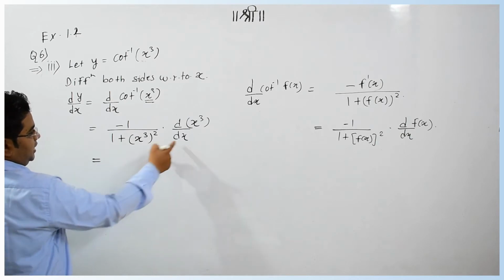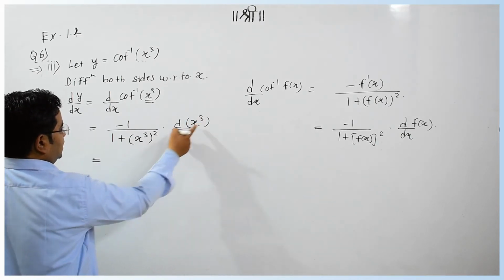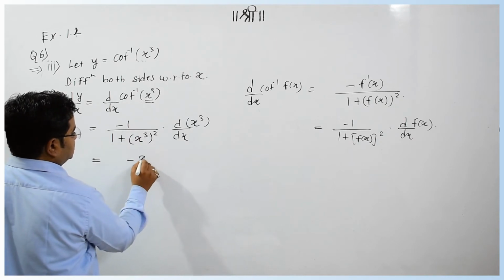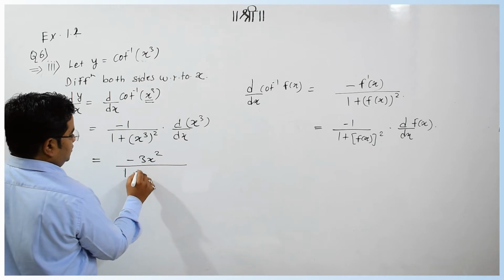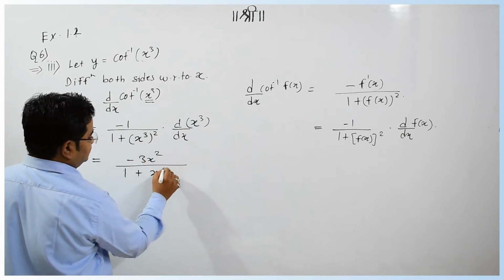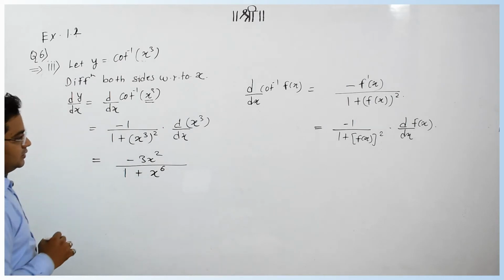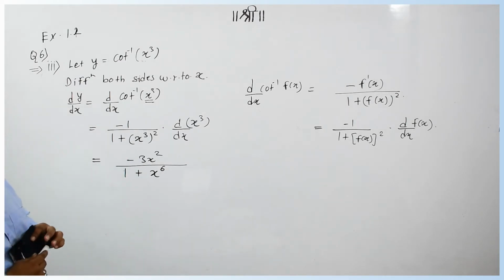Now next step, again differentiate it. So what you will get? 3x square. So 3x square into -1 will be minus 3x square divided by 1 plus x raised to 6. Okay, no issue, and that should be our final answer. Just check whether we got it or not. Yes, definitely we got it. So this is the final answer, and that's how we are differentiating.